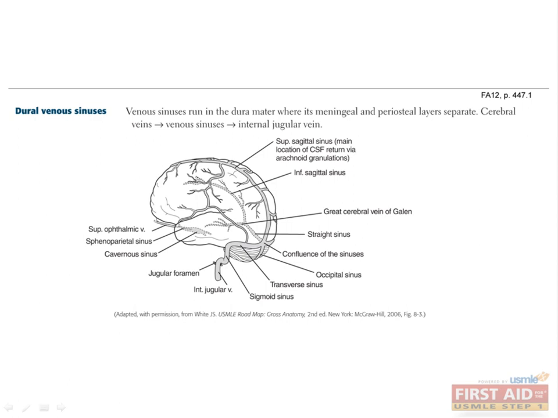The dural venous sinuses are where the venous blood runs, and also where CSF is resorbed. The detailed anatomy is not that high yield for the exam. You should recognize that all the sinuses eventually drain into the internal jugular vein. CSF is absorbed into the arachnoid granulations.